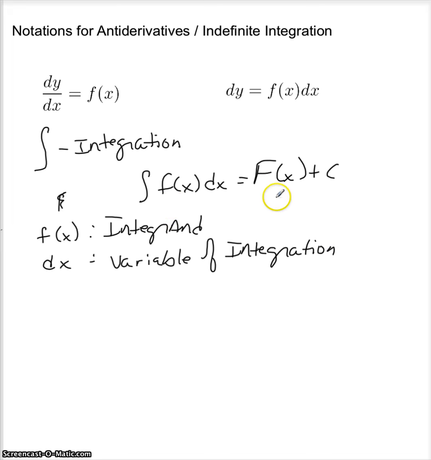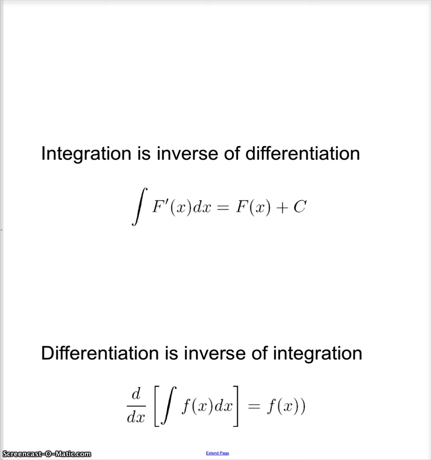F of c is my antiderivative, and of course c is my constant of integration. Now, the constant of integration is worth a point on every problem, so don't leave it off. At least not on the indefinite integrals. And it's indefinite because we don't have any limits, so we'll discuss what that means later. Now, integration is the inverse of differentiation, as differentiation is the inverse of integration. So basically all we're learning is the inverse of everything we've learned up until now.